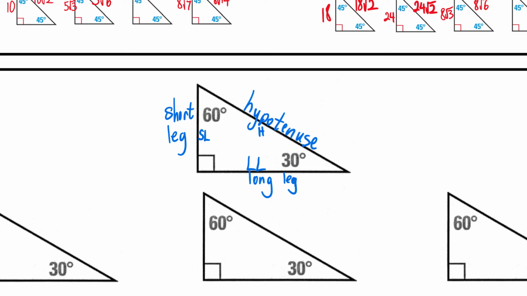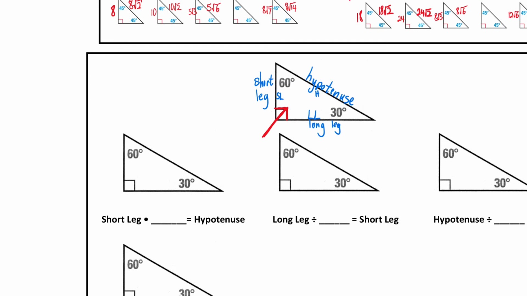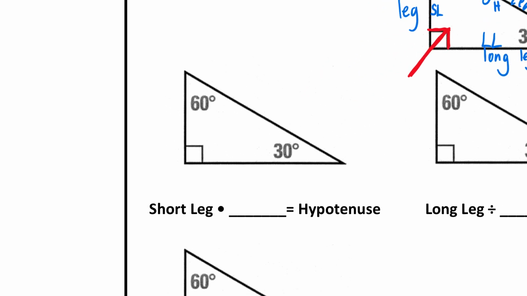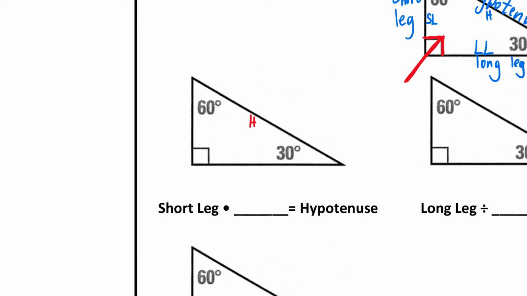This one's really important to remember the difference between those three because it can get really confusing, especially between the long leg and hypotenuse. So remember, the little trick here is that this little right angle mark is like an arrow that always points towards the hypotenuse. Just remember that. Hypotenuse is always the longest side. All right. So let's drop down here, and first of all, I'm going to label this. We have hypotenuse, short leg, and long leg.